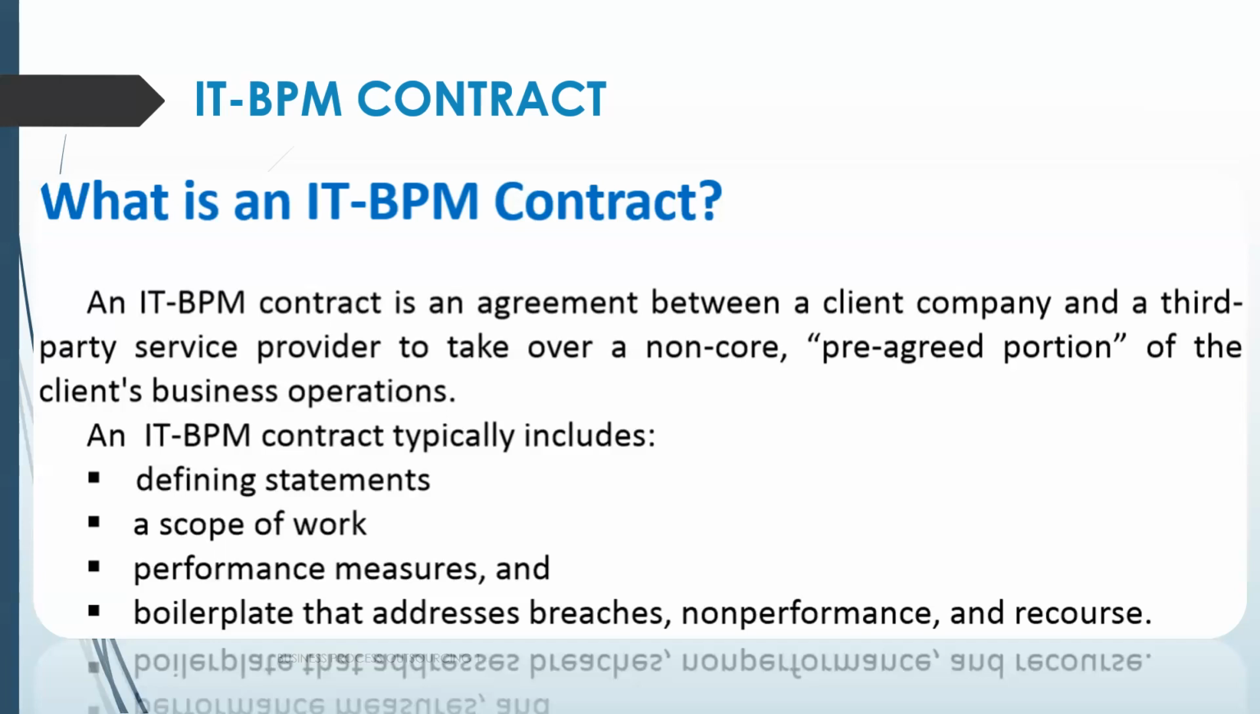And of course, what are the things that should be done in case of breaches or non-performance, or what are the recourse if there are activities that have not been done by the third party service provider, or what are the things that were agreed but not performed by the client companies. What are the recourse? What are the necessary actions that should be stipulated in the contract.